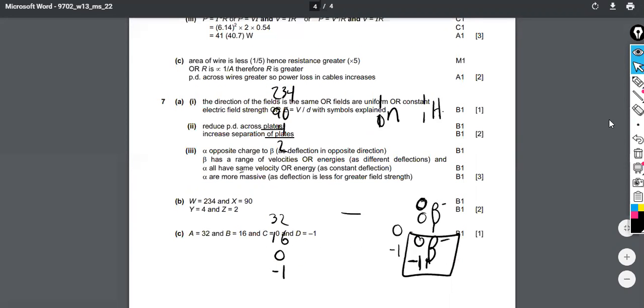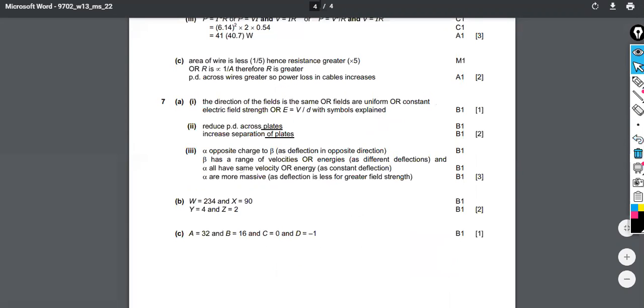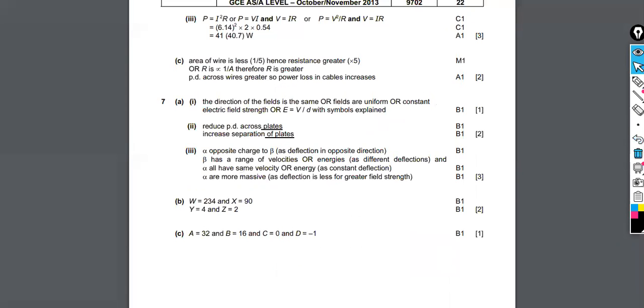All right, going through here. The direction of the fields is the same, or the fields are uniform, or constant electric field strength, or E equals V over d with the symbols explained. So those are saying what are some similarities, right? And I said, well, they point in the same direction. This is the obvious one, but there are other correct things you could have said.